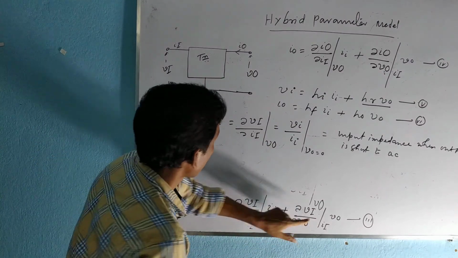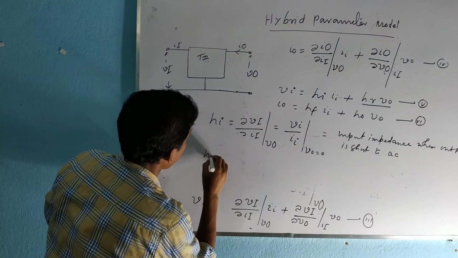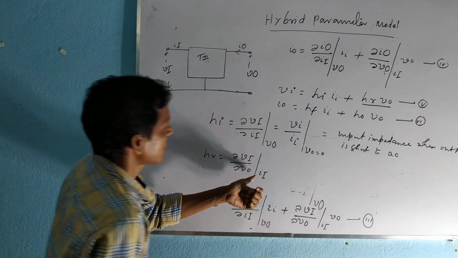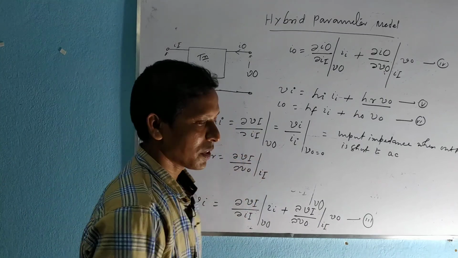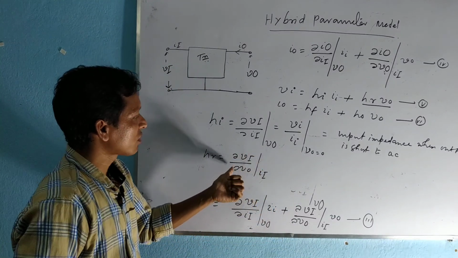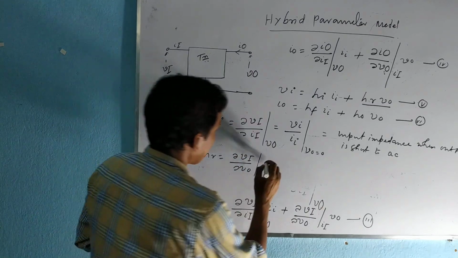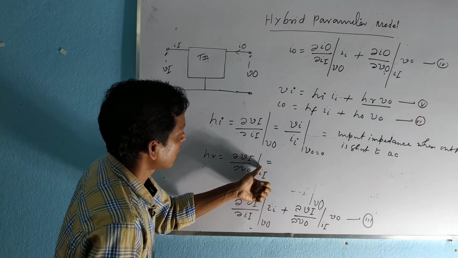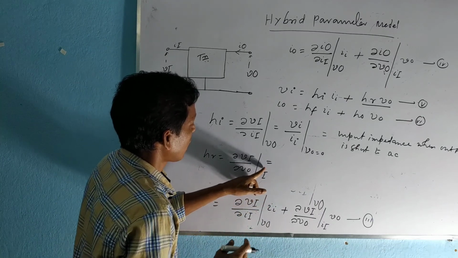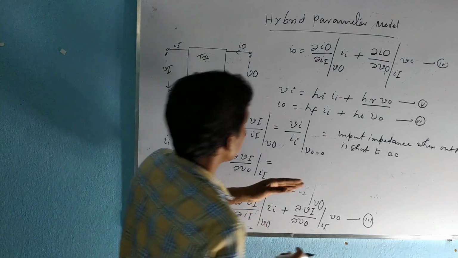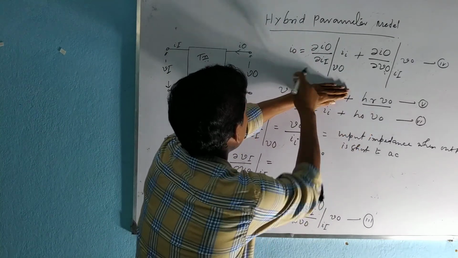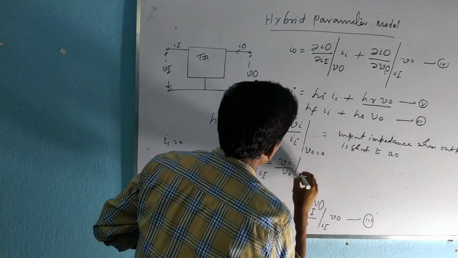Again, from the second term, this is hr. hr equal to delta Vi by delta Vo when input current is constant. This is the ratio of the input voltage by output voltage. We know output voltage by input voltage means the voltage gain, but here it is Vi by Vo, so it is called the reverse voltage gain. Okay. And when the instantaneous value of the input current is constant, it means the AC current is 0, then it will be constant. So when Ii is equal to 0 this part will be 0. So hr is equal to Vi by Vo when ii is equal to 0.